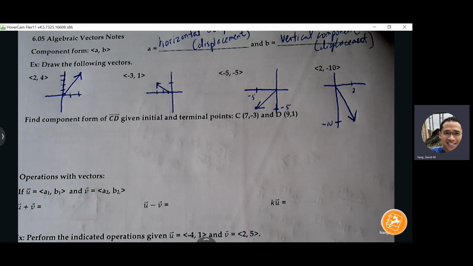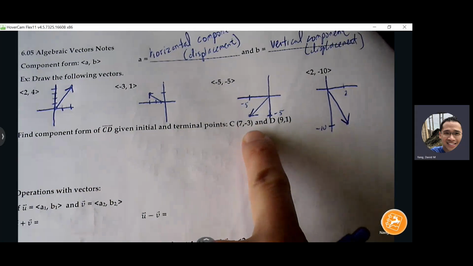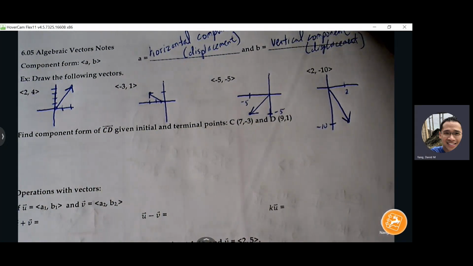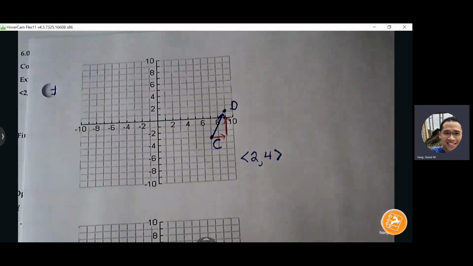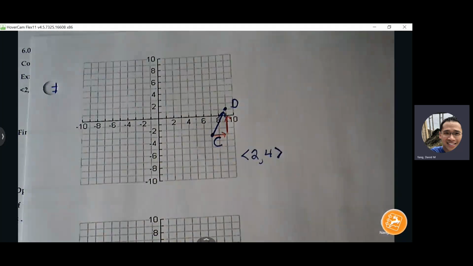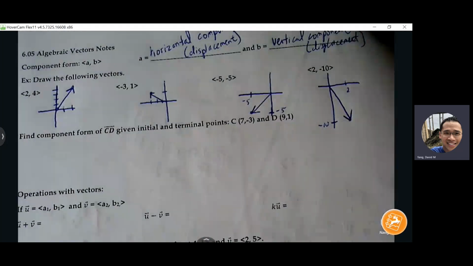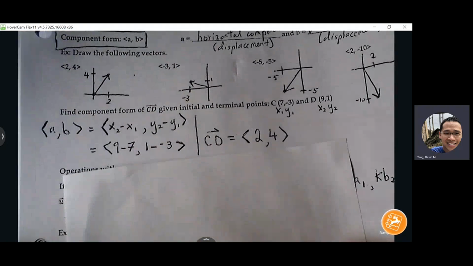Okay, next up, find the component form for vector CD. Now, we could graph these 2 points and then draw an arrow towards it, which is fine, right? If we did that, we can just count over 2, up 4 from those 2 ordered pairs. But we can also do this algebraically. So I want to show you what we can do with that. So algebraically, it looks like this.